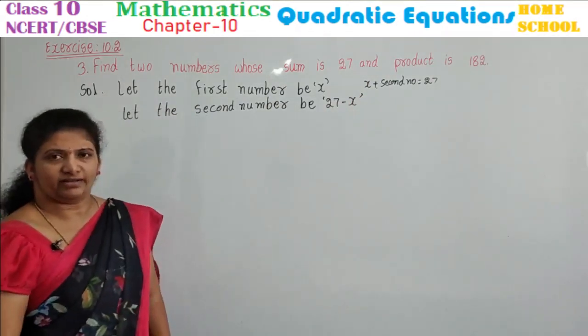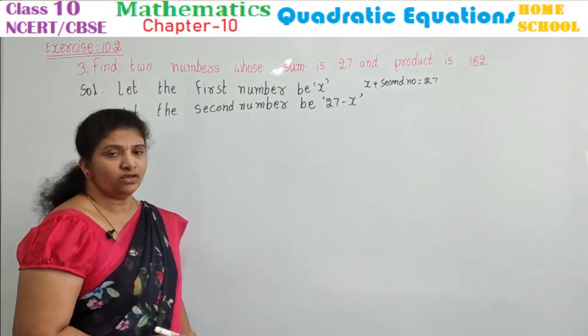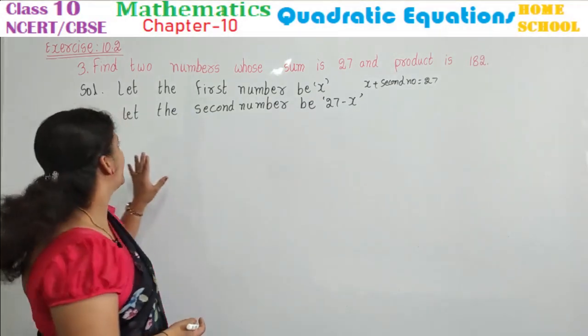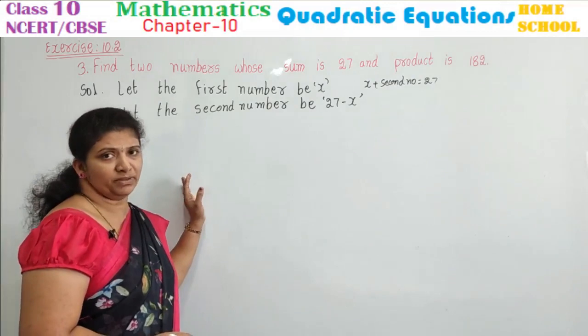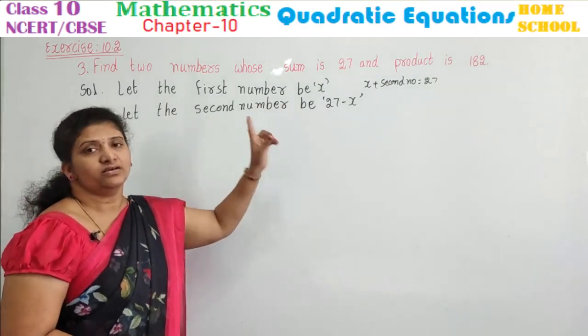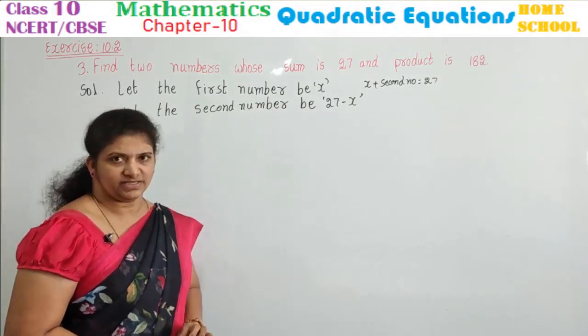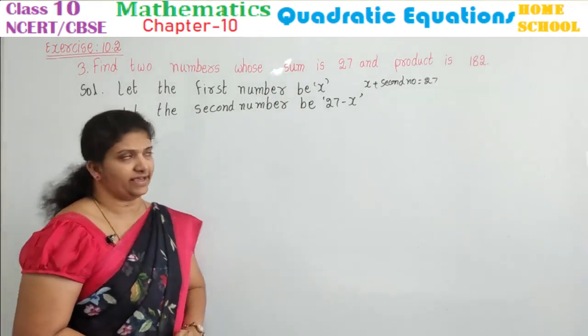Directly you can write this. So once again, listen carefully. Let the first number be x and let the second number be: from the sum given, subtract the first number, 27 minus x.